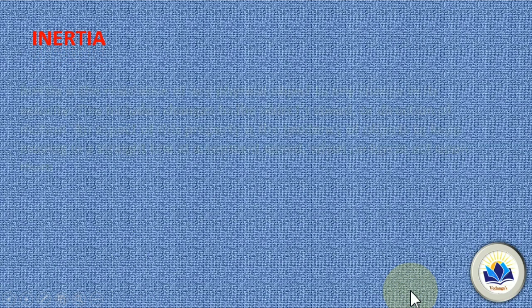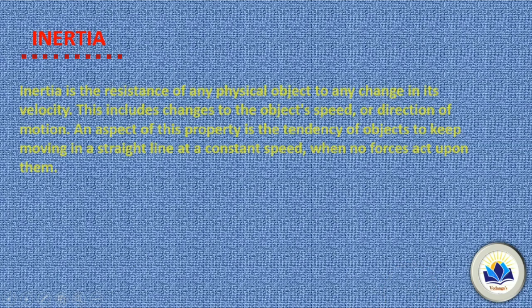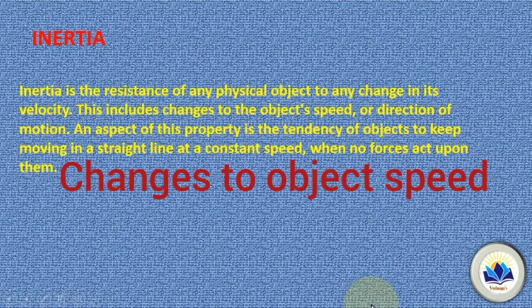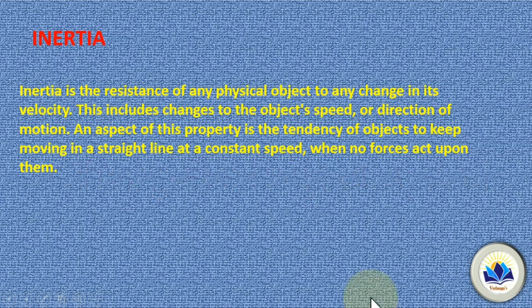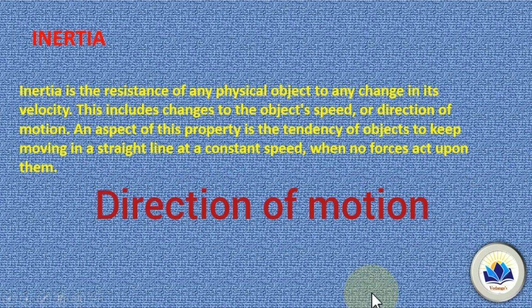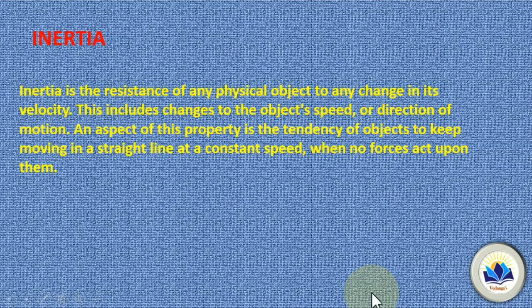The next one is inertia. Inertia is the resistance of any physical object to any changes in its velocity. This includes changes to the object's speed or direction of motion. An aspect of this property is the tendency of objects to keep moving in a straight line at a constant speed when no forces act upon them.